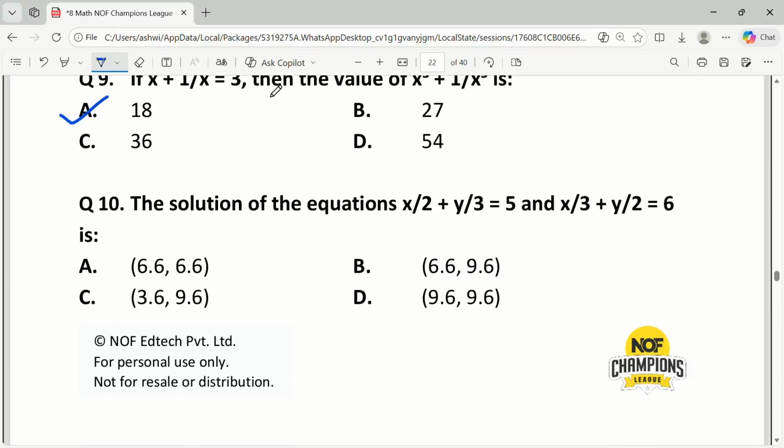The solution of the equation x upon 2 plus y upon 3 equal to 5 and x upon 3 plus y upon 2 equal to 6 is.